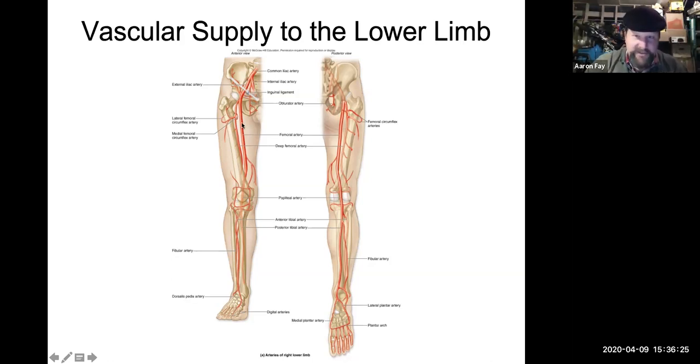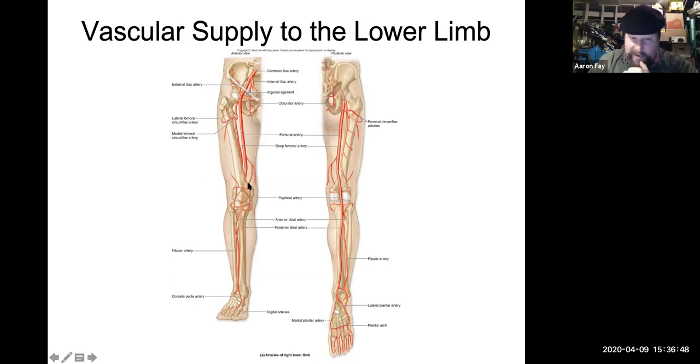As it passes through your leg, it starts to move more posterior. So it's here in front of, anterior to, your pelvis, and then it's going to go behind the kneecap. So it's going to start running posterior. Once the femoral artery goes behind your knee, it becomes the popliteal artery because this is your popliteal region.